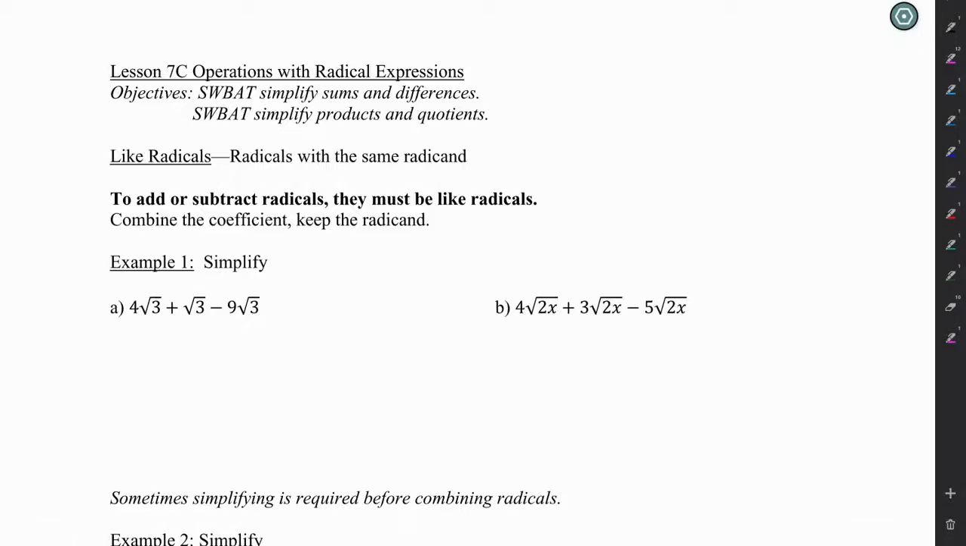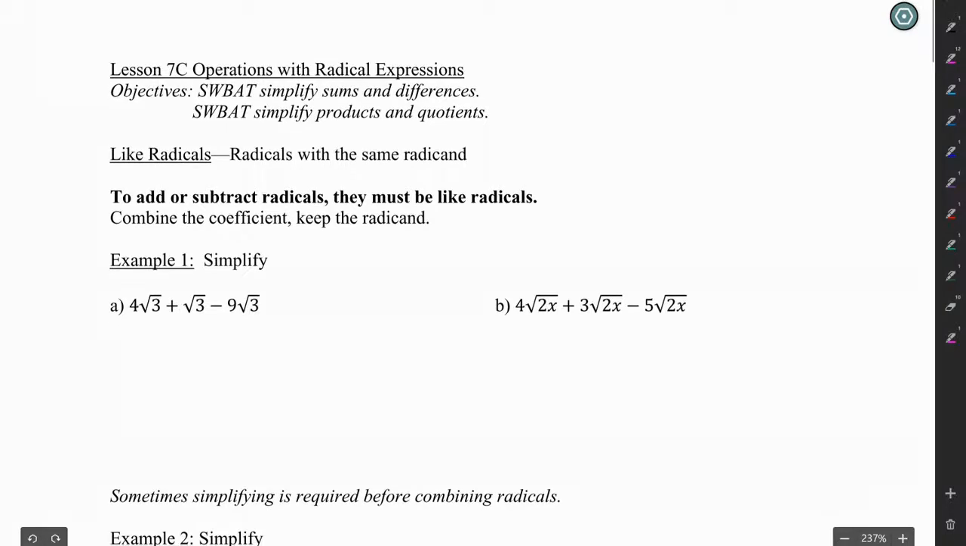In this lesson, we're going to talk about operations with radical expressions. Pretty much what we're going to do is add, subtract, multiply, and divide expressions with radicals. In order to do so, the first thing we have to understand is what like radicals are. Like radicals are radicals with the same radicand. Now remember, the thing under the square root is the radicand.